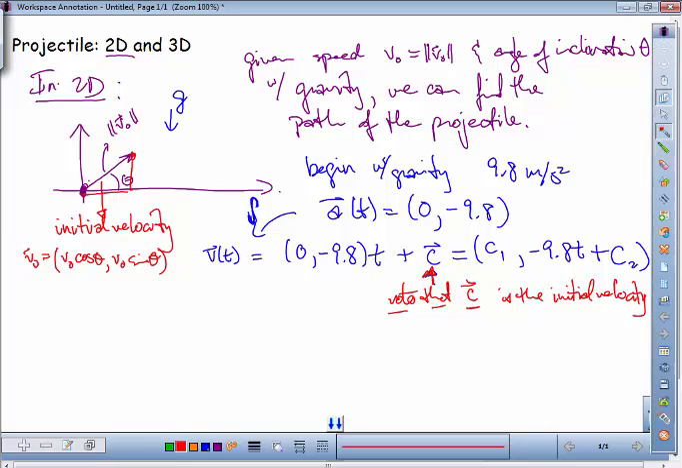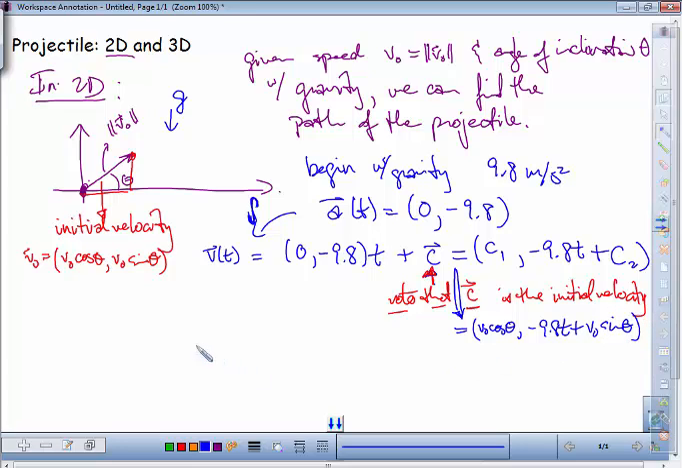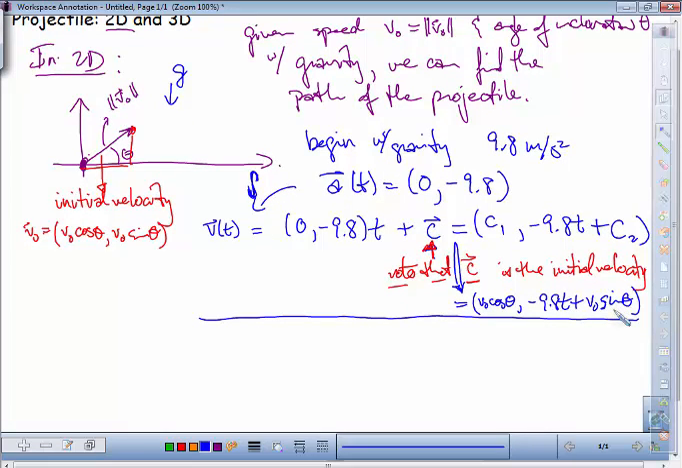Okay, so we can further rewrite this, instead of c1, as the first component of your velocity. That's your speed times the cosine of the angle, comma, negative 9.8 t plus v naught sine of the angle. Okay? This is a sine. All right, now if we keep going, just do one more integral here to get the position.